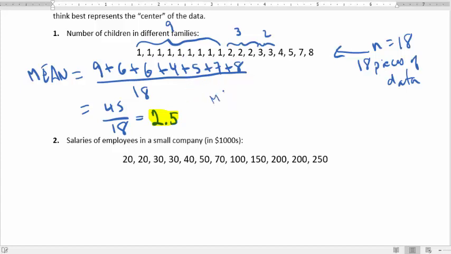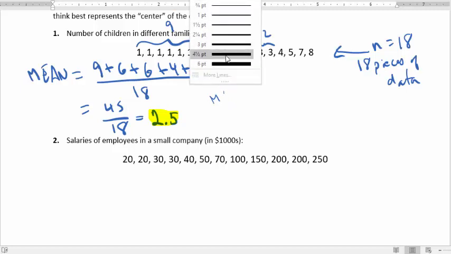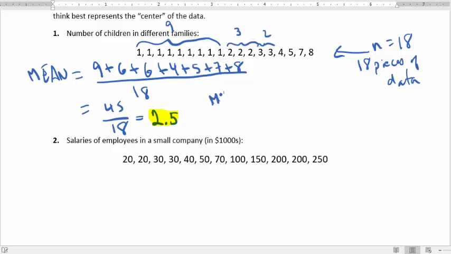Now my median in this case is going to be one of those situations that I talked about earlier where there's going to be no middle, because if we look at this, there's 18 pieces of data.